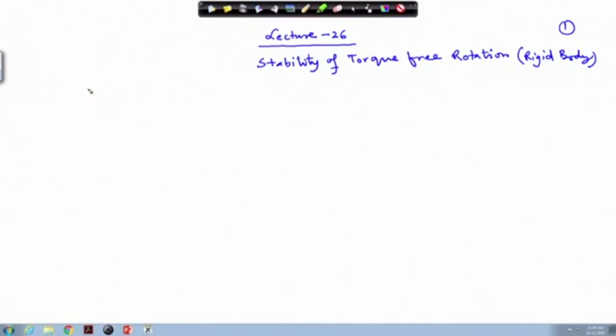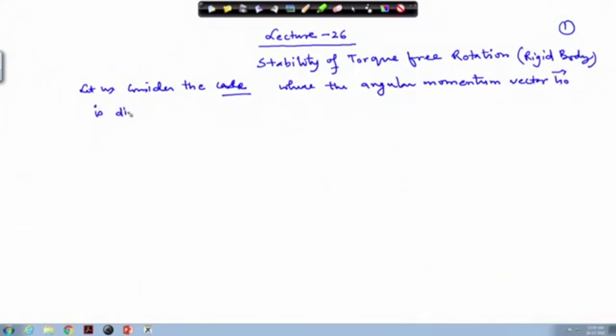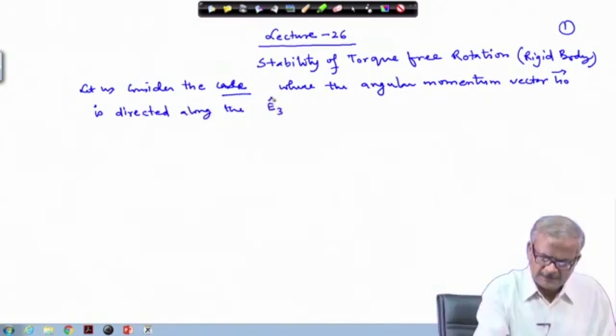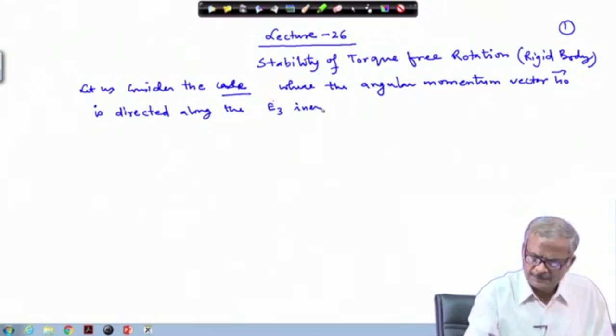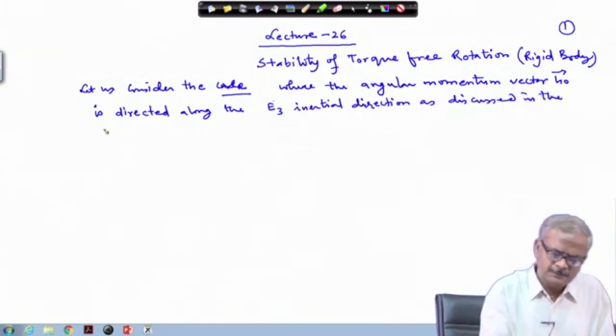Okay, so let us consider the case where the angular momentum vector H0 is directed along the E3 cap, or the E3 inertial direction, as discussed in the previous lecture.